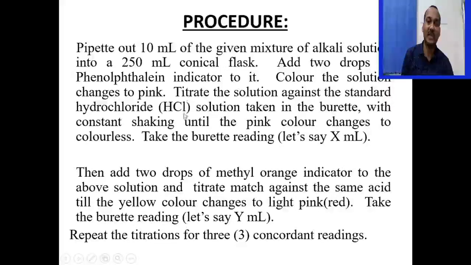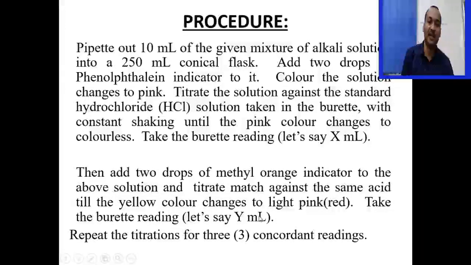So initially you must have taken the initial burette reading, and when the pink color changes to colorless, you have to stop this titration. So you have to take the final burette reading, and let's say the difference is, let's say you consumed x ml. Then to the same solution you add 2 drops of methyl orange indicator and titrate it against the same acid HCl till the yellow color changes to light red pink.